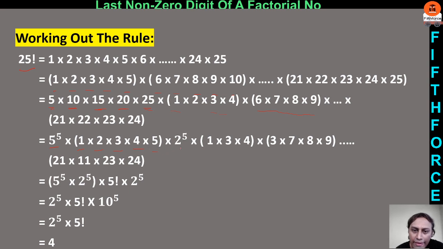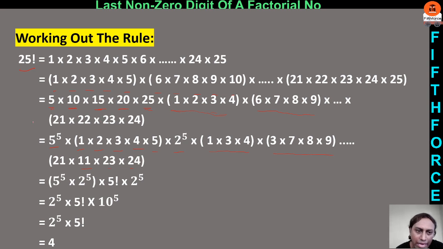Alright, next, not just 5, I need 2 also to discard the 10. So from each of these groups, take out 2. So take out 1, 2 from each group. So I take 1, 2 from one group. So there are 5 groups. So 2 power 5. And the remaining number is 1 into 3 into 4, 3 into 7 into 8 into 9. Right? And the last group is 21 into, after 2 common, this is 11 into 23 into 24.